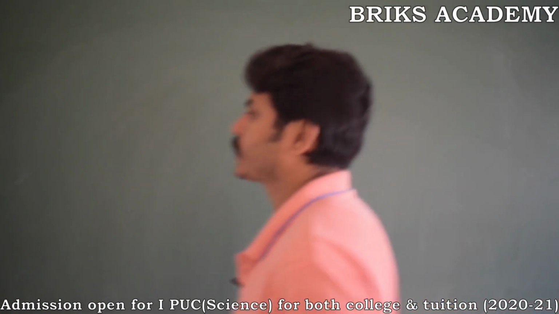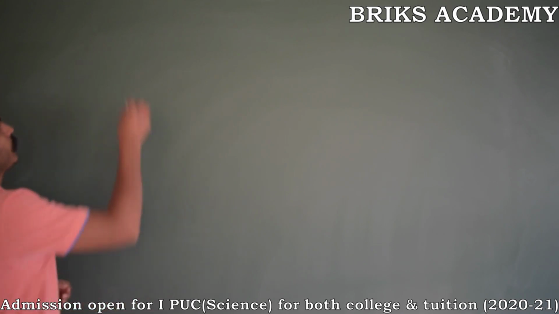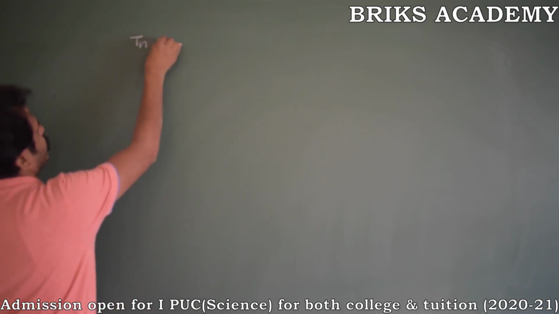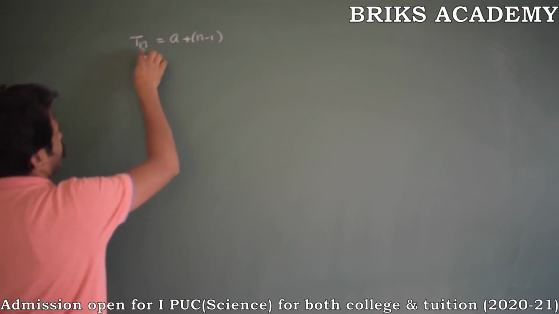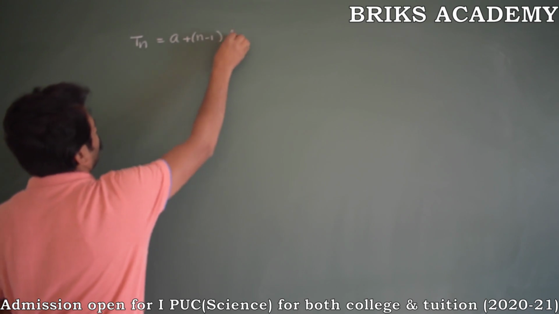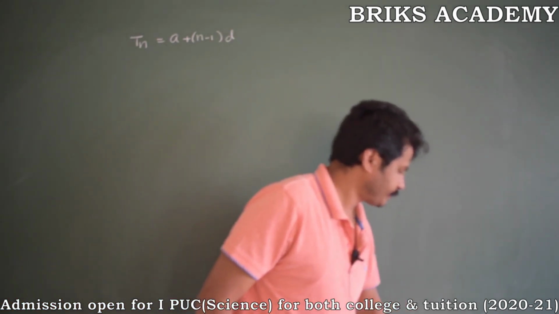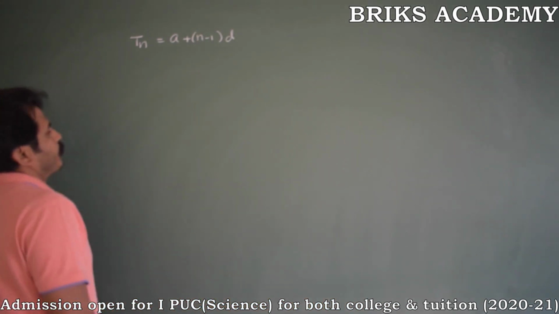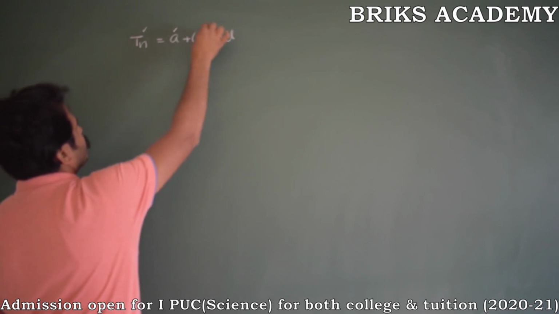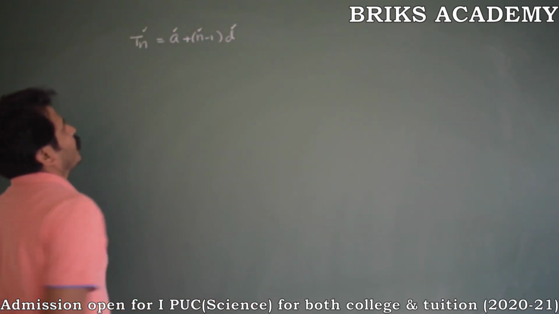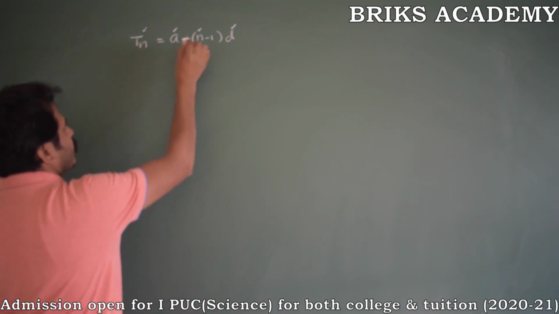Last class we studied how to find the nth term of an AP. That is, the nth term of an AP is nothing but the first term plus n minus 1, one less than n, into the common difference. Using this, I did many problems. Four different problems we can do: one is to find Tn, another is to find A, another is to find n, and another is to find d. In that, I did many problems finding n.